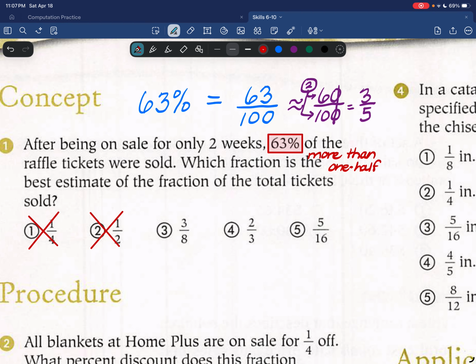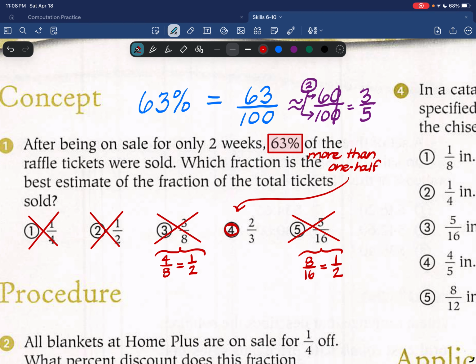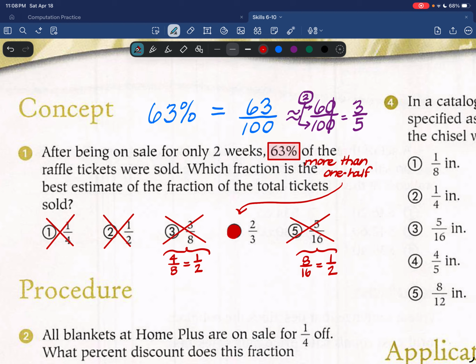3/8. If you think about this one, 4/8 would be half. So 3/8 is less than that. That could not be the answer. And then 5/16. If you think about that one, 8/16 would be the half. And 5 is less than 8, so that's less than a half. 2/3 is the only one of those that is greater than 1/2. I would never have thought of that.